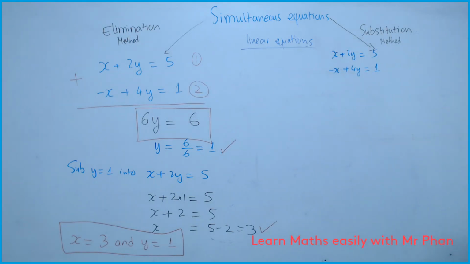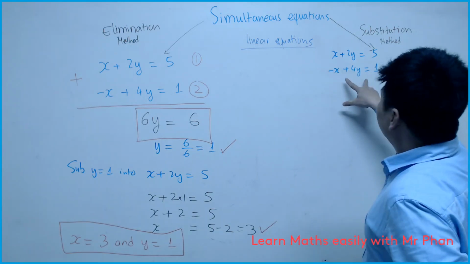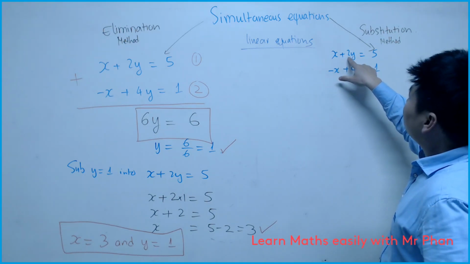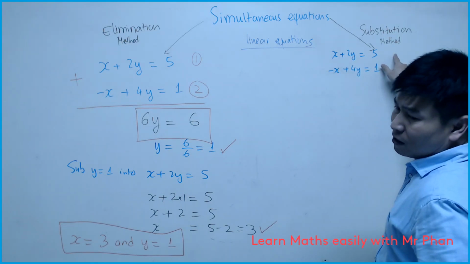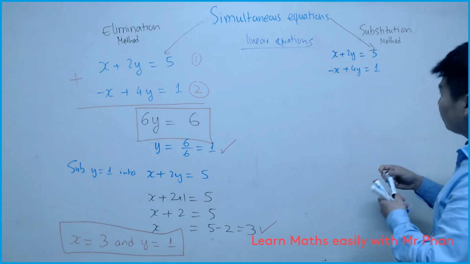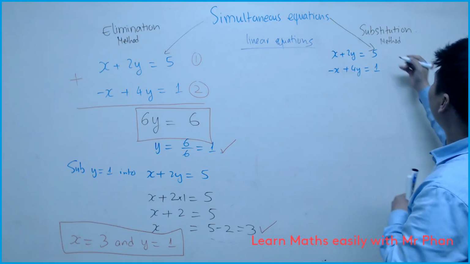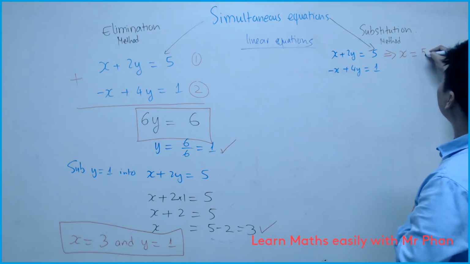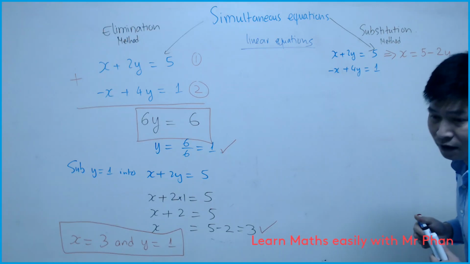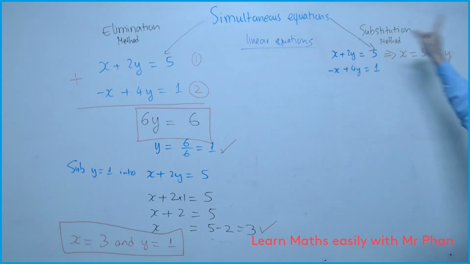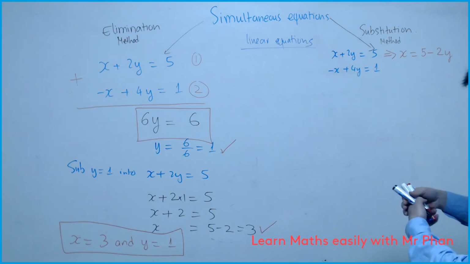Now, if I want to solve this by substitution, what I'm going to do is move 2y to the right hand side, because I want to make x the subject. Okay, so I'm doing that now. Can you see that? So I move that here. So x equals 5 minus 2y. You happy? I move 2y to the right hand side.